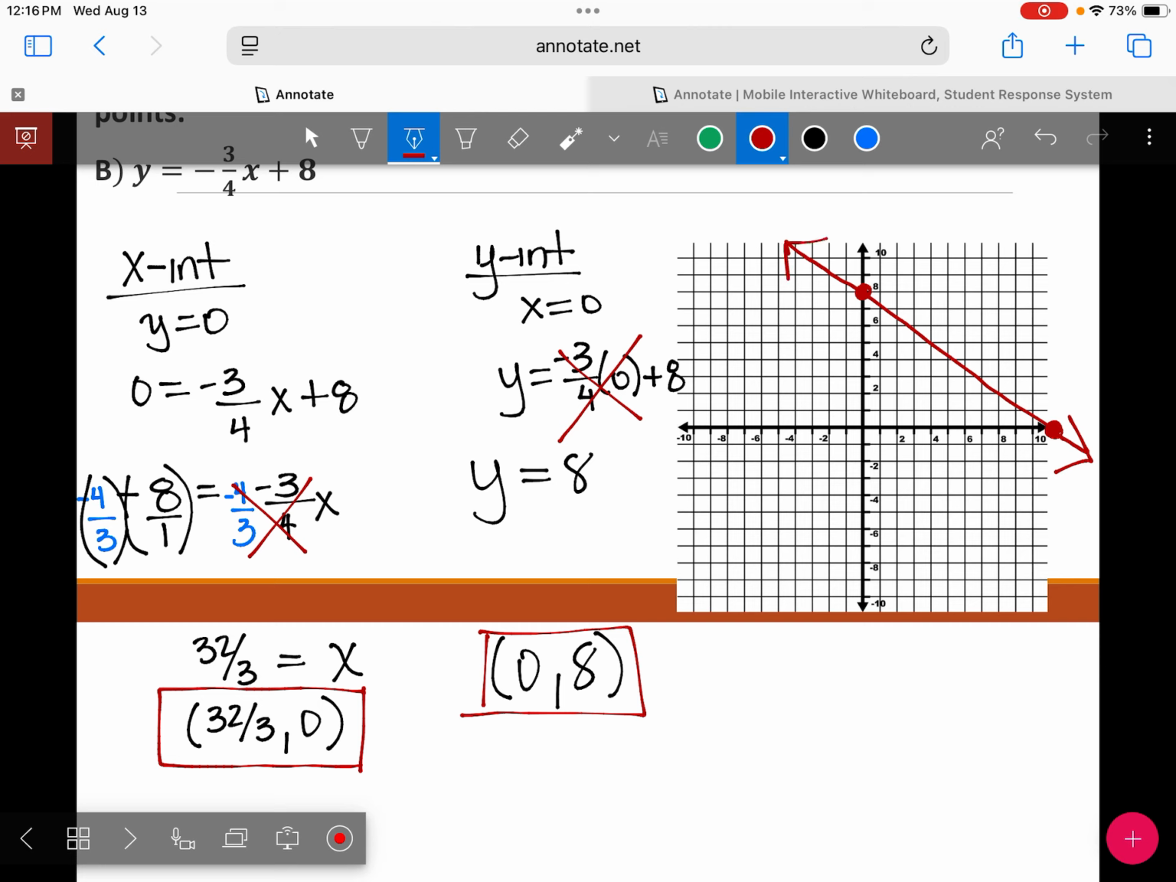All right, any questions? Who remembers this from, I guess, Algebra 2, Algebra 1? Finding the x and y intercepts. Nothing new.